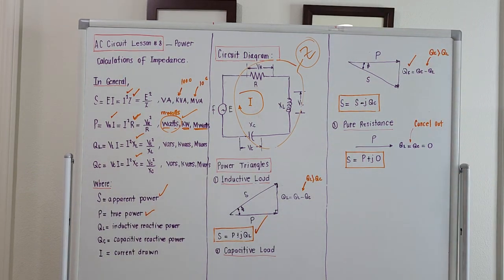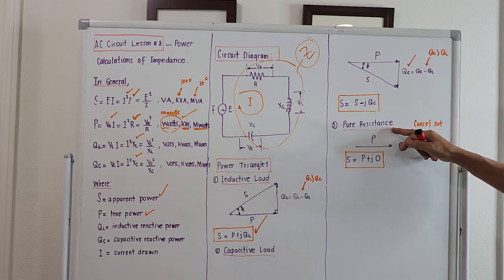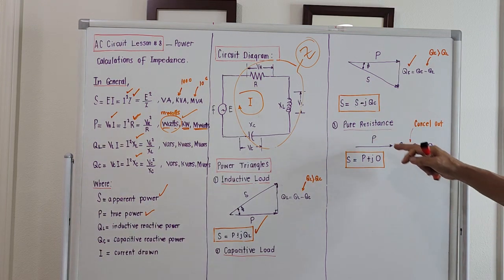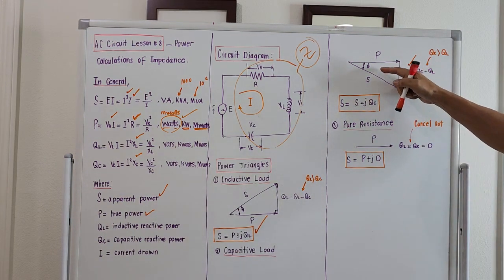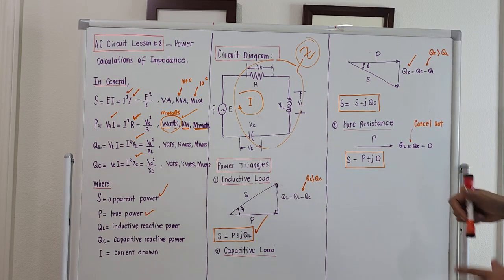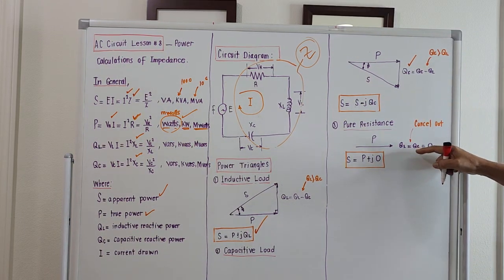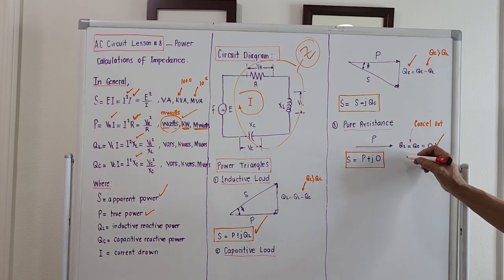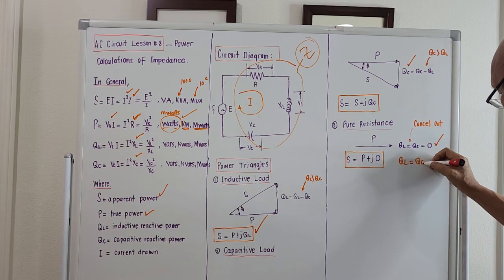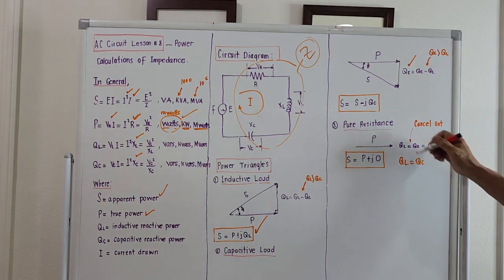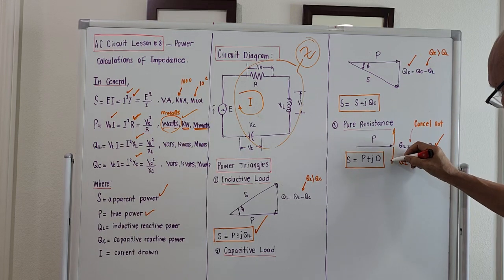The last one, which is the perfect system, will be a pure resistance. If the load comes out to be a pure resistance, our power triangle will just be simply a straight line because Q sub L equals Q sub C, and the net should be equal to 0. Okay, if they are equal, they will try to cancel out each other, right?